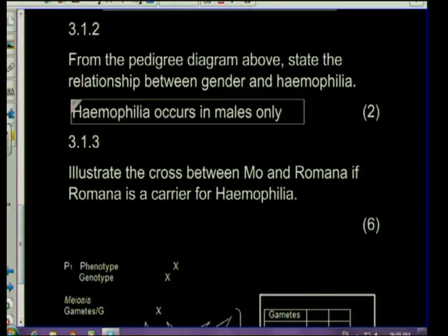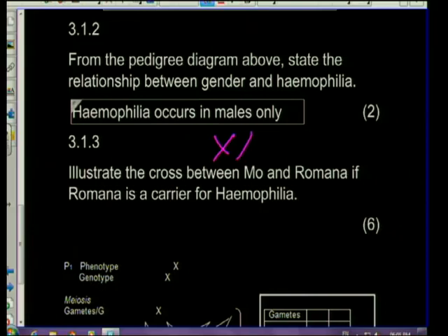Hemophilia occurs in males only. It is more prevalent in males. And why so? Because the females have two chances at the pie. In other words, they have two X chromosomes. So if one X chromosome has the small h, there is another chance of the other one having the capital H, so they have that. The male, on the other hand, the minute he has the small h, he is hemophiliac already.